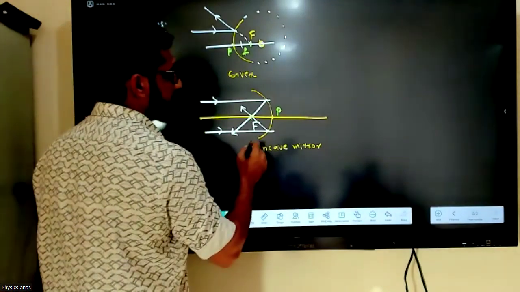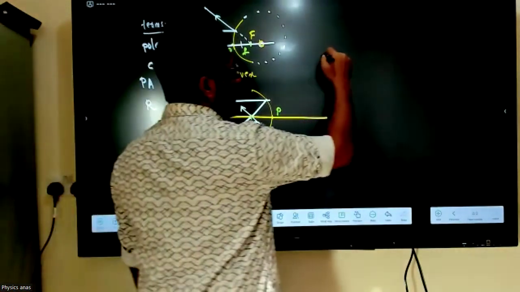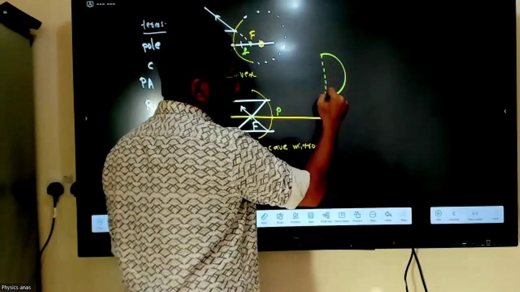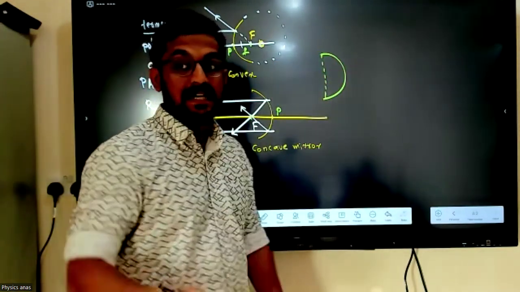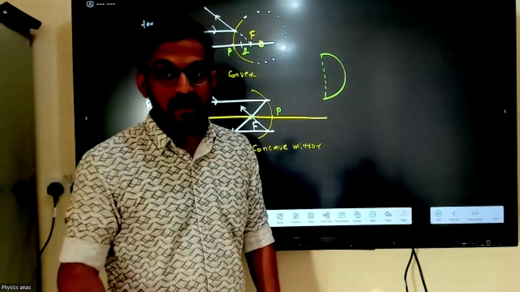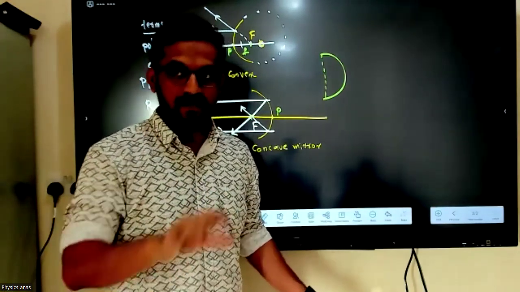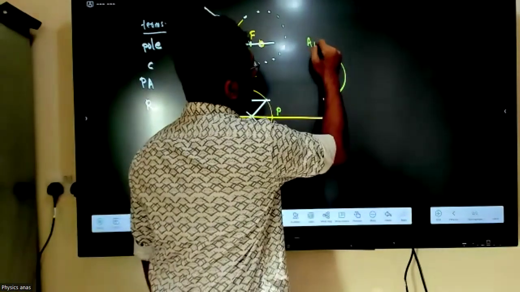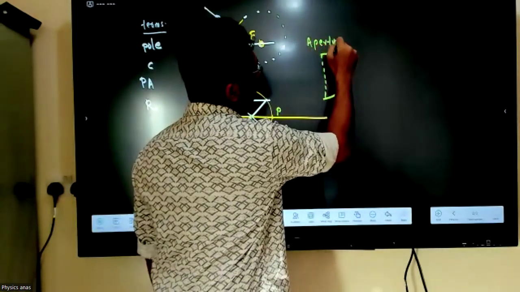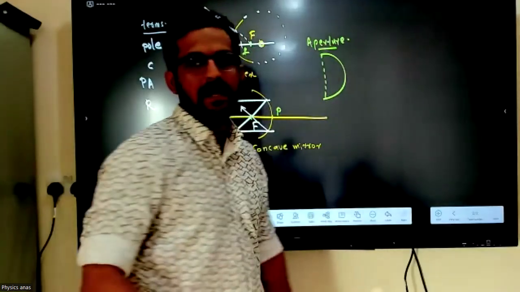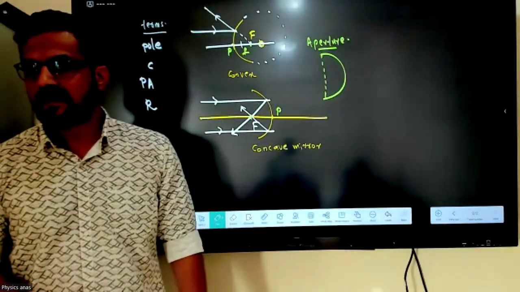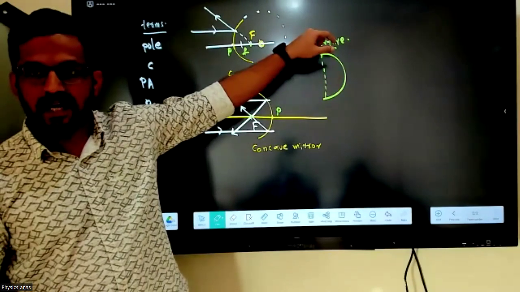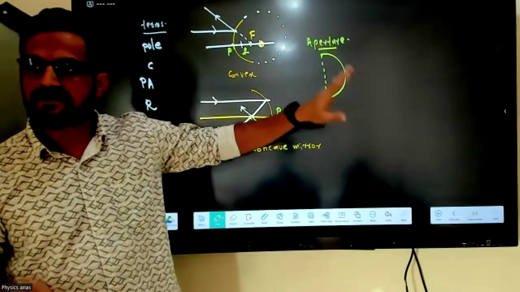Aperture is the diameter of the circular outline of the reflecting surface of a spherical mirror. That's aperture. Give me the definition for aperture once again. The diameter of the circular outline of the reflecting surface of the spherical mirror.